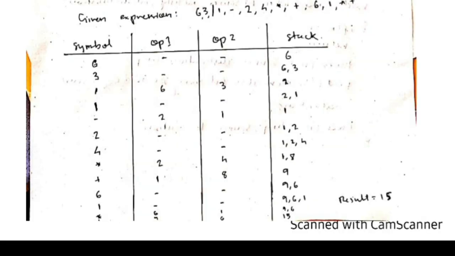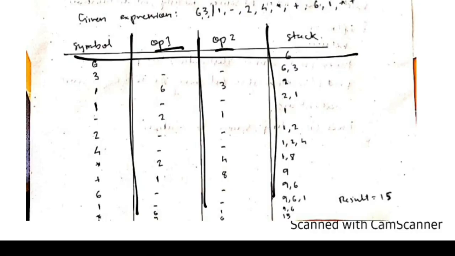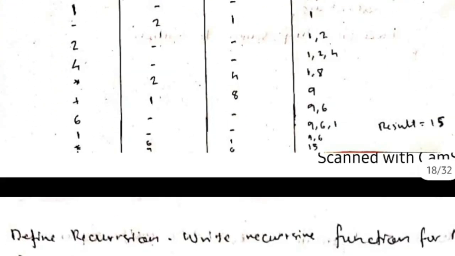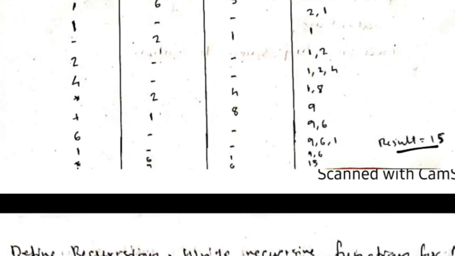So in first case we will draw 4 columns. We will have the symbol, operand 1, operand 2 and stack. So the steps which we follow is, if we have the symbol here, that will be stored here. Okay, all those symbols will be stored in stack first. Then if an operator comes, at that time what we will do, we will pop the previous 2 operands, which is 6 and 3. So what is 6 divided by 3? It's 2. So we will store the 2 in the stack. Okay, like that we will do for all these elements. Okay, we will get the final result as 15.